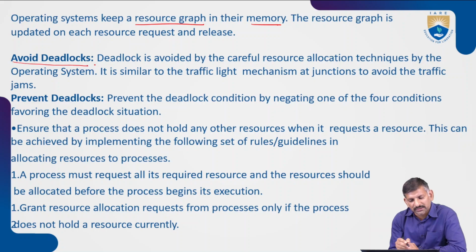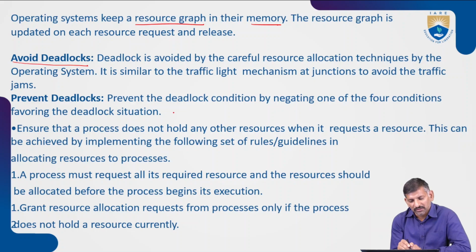Next, avoid deadlocks. Deadlock is avoided by careful resource allocation techniques by the operating system. If you are efficiently assigning the resources, deadlock does not occur. It is similar to the traffic light mechanism at junctions to avoid traffic jams.